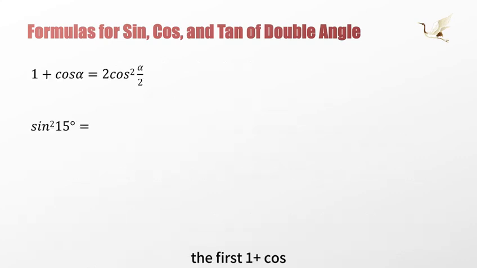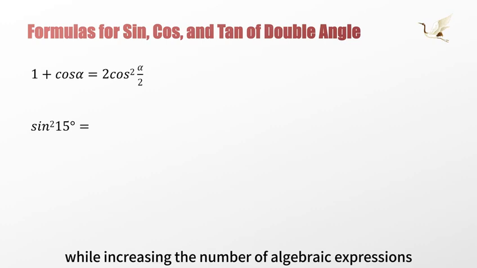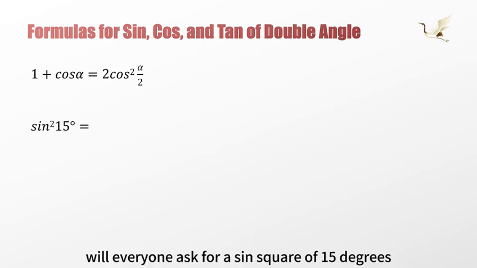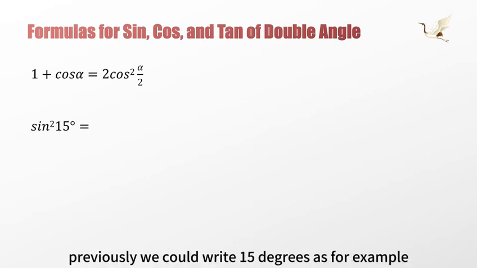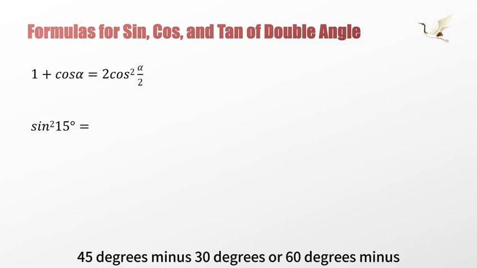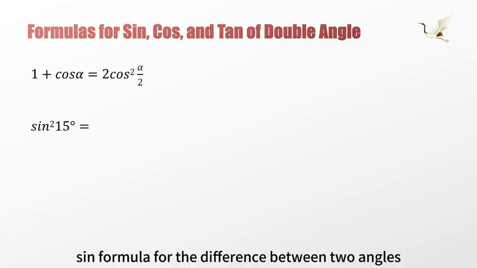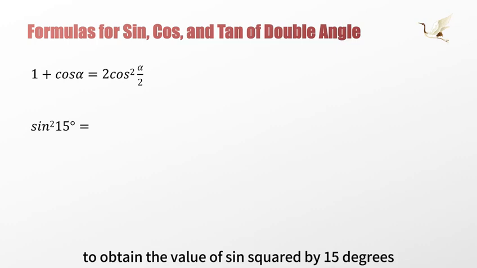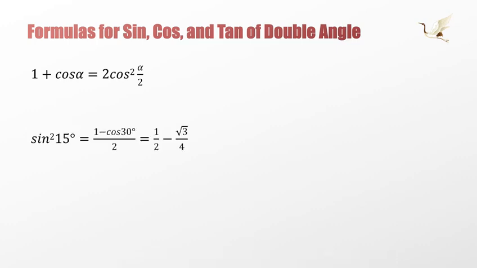The first, 1 plus cosine alpha, can be written as twice the cosine squared of half alpha. In this way, while changing the structure of the algebraic expression, we also reduce the size of the corresponding angles. The second, can everyone find the sine square of 15 degrees? Previously, we could write 15 degrees as, for example, 45 degrees minus 30 degrees or 60 degrees minus 45 degrees, using the sine formula for the difference between 2 angles. Then square it again to obtain the value of sine squared 15 degrees.